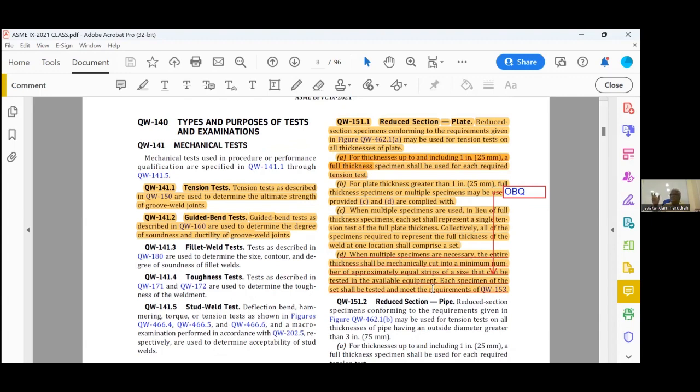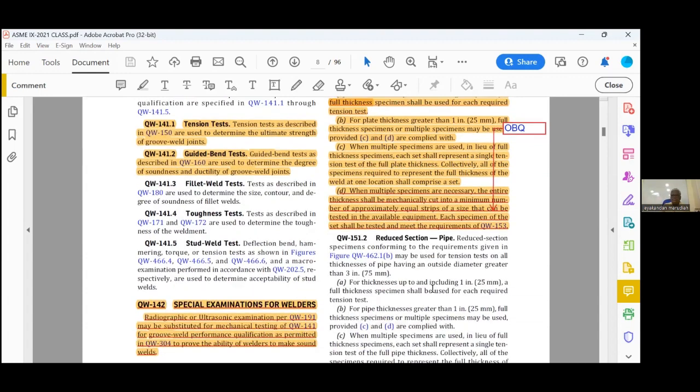Suppose you are making 3 inch into 3 strips of 1 inch. So total you will test 6. All the 6 should pass. Even if one fails, the test is failed. That is open book.